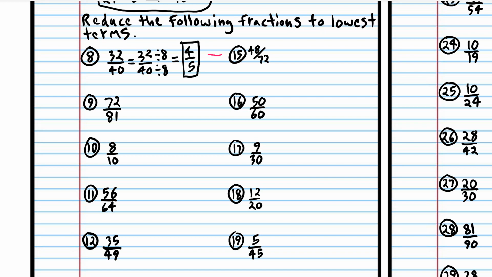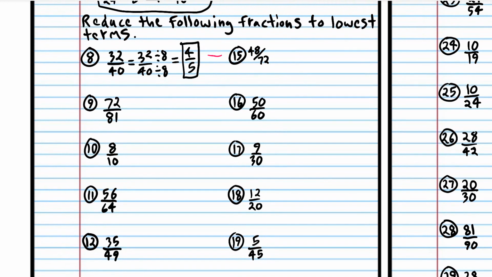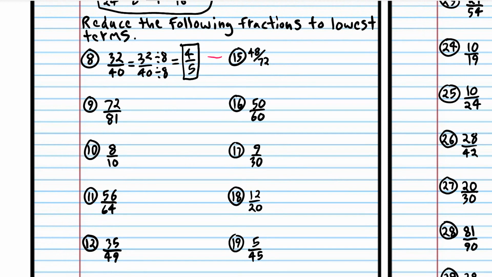All right, so, and also when you reduce a fraction, you can reduce it by steps, but when you go to the smallest number, that's called reducing to lowest terms. All right, but again, you have to know your multiplication tables in order to do this. So for number 9, let's do another one. I want to divide both numbers, but the big question is, what number divides into both 72 and 81? And that's going to help me reduce.